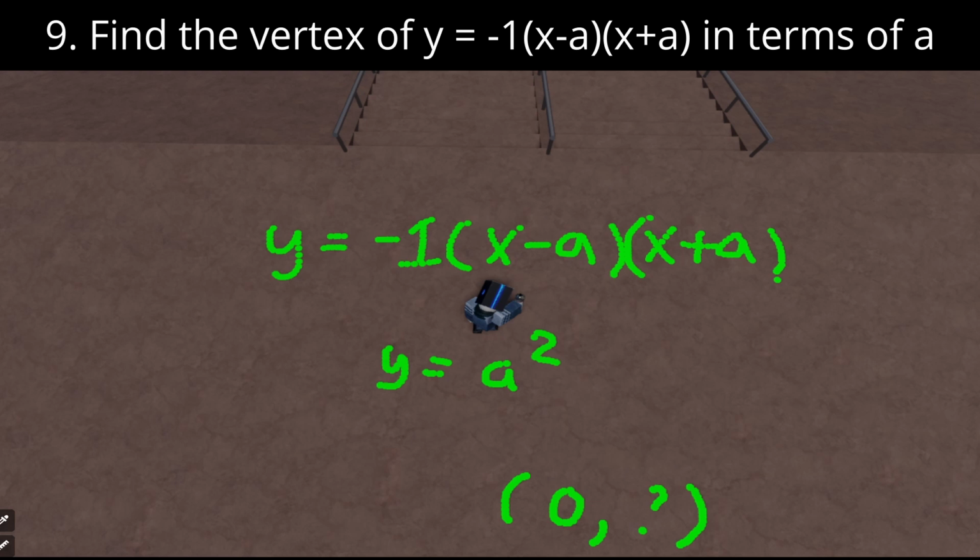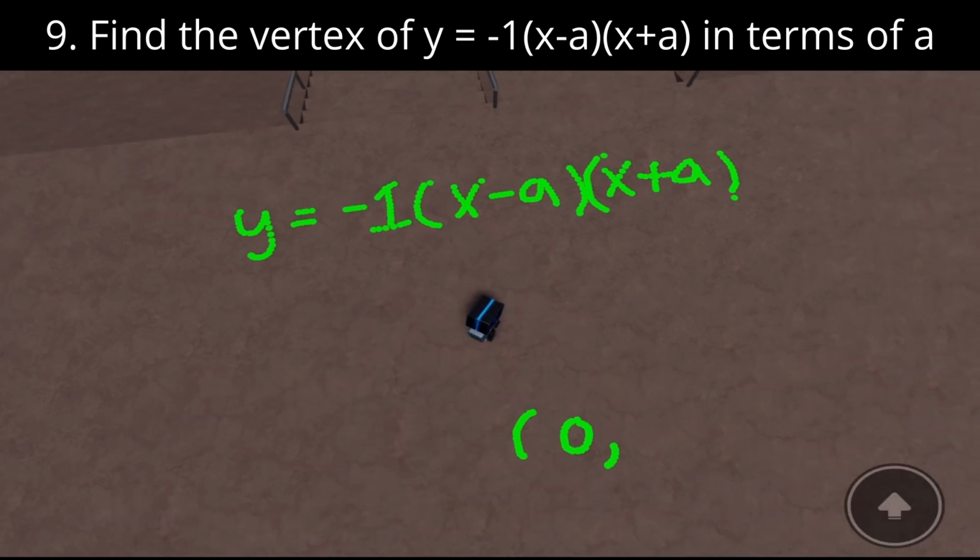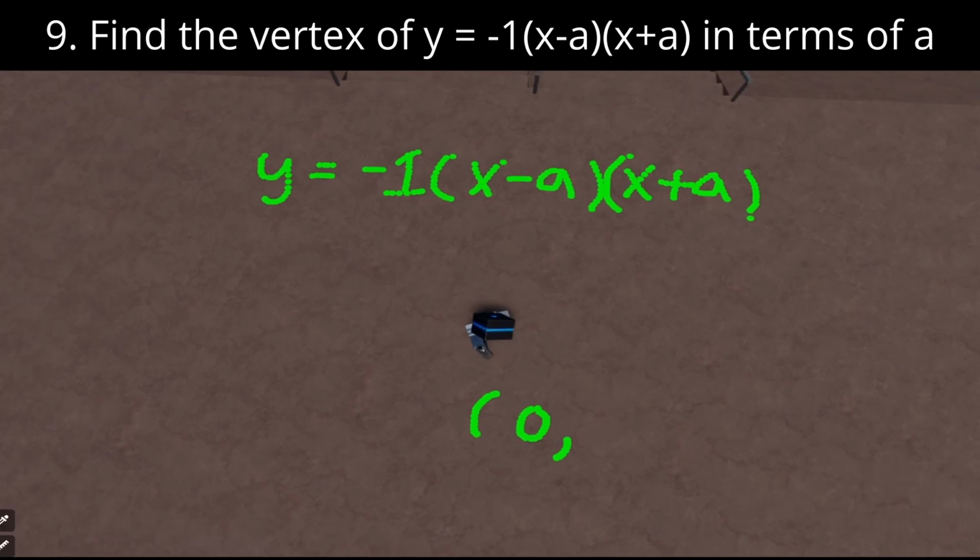And just like that, we found the y-coordinate of the vertex. So let me just fill this in down here. Our vertex is just 0, a squared.